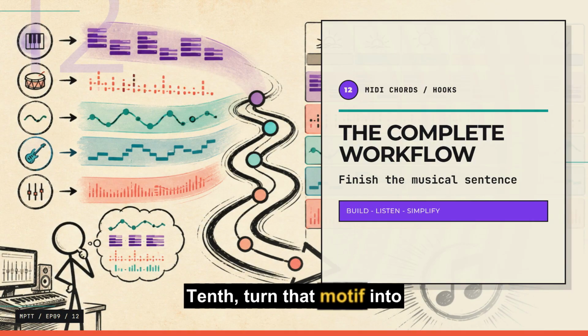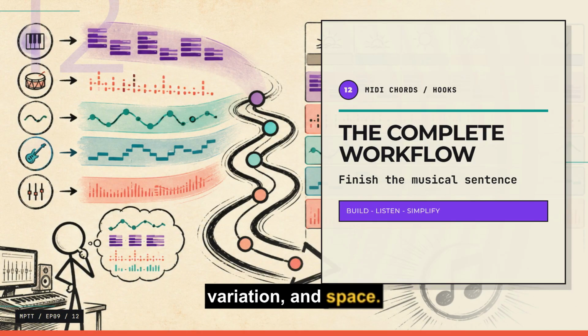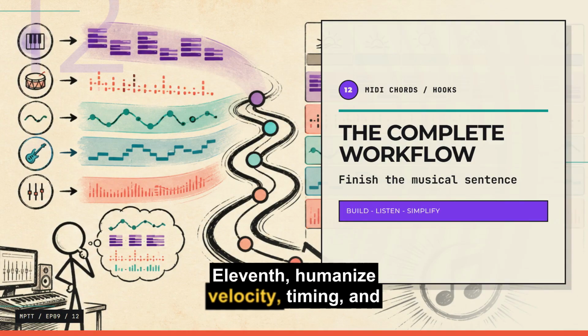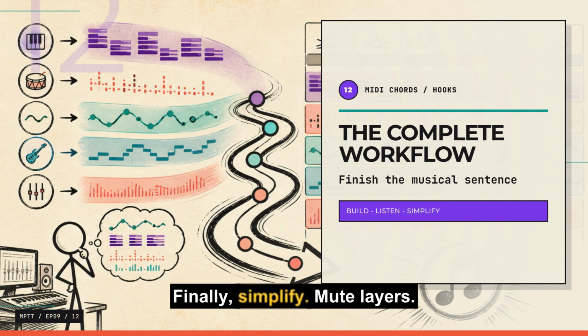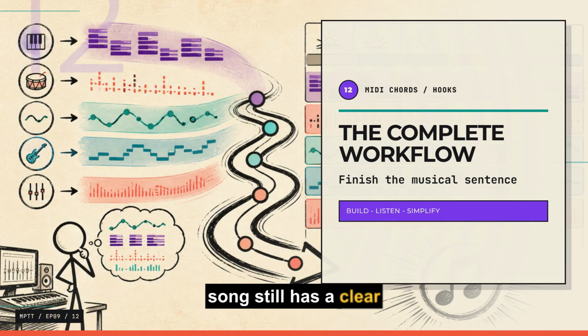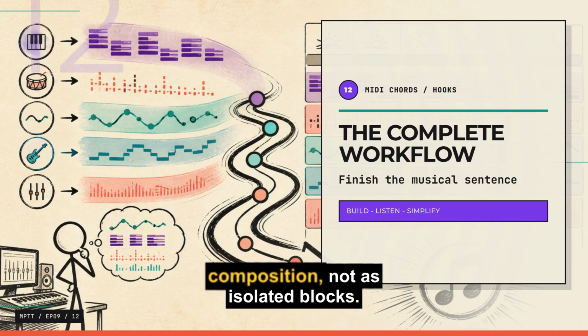Tenth, turn that motif into a hook through repetition, selective variation, and space. Eleventh, humanize velocity, timing, and duration according to the phrase and the receiving instrument. Finally, simplify, mute layers, remove notes. Make sure the song still has a clear direction when the sound design is plain. That is how to write chord progressions as part of a complete MIDI composition, not as isolated blocks.